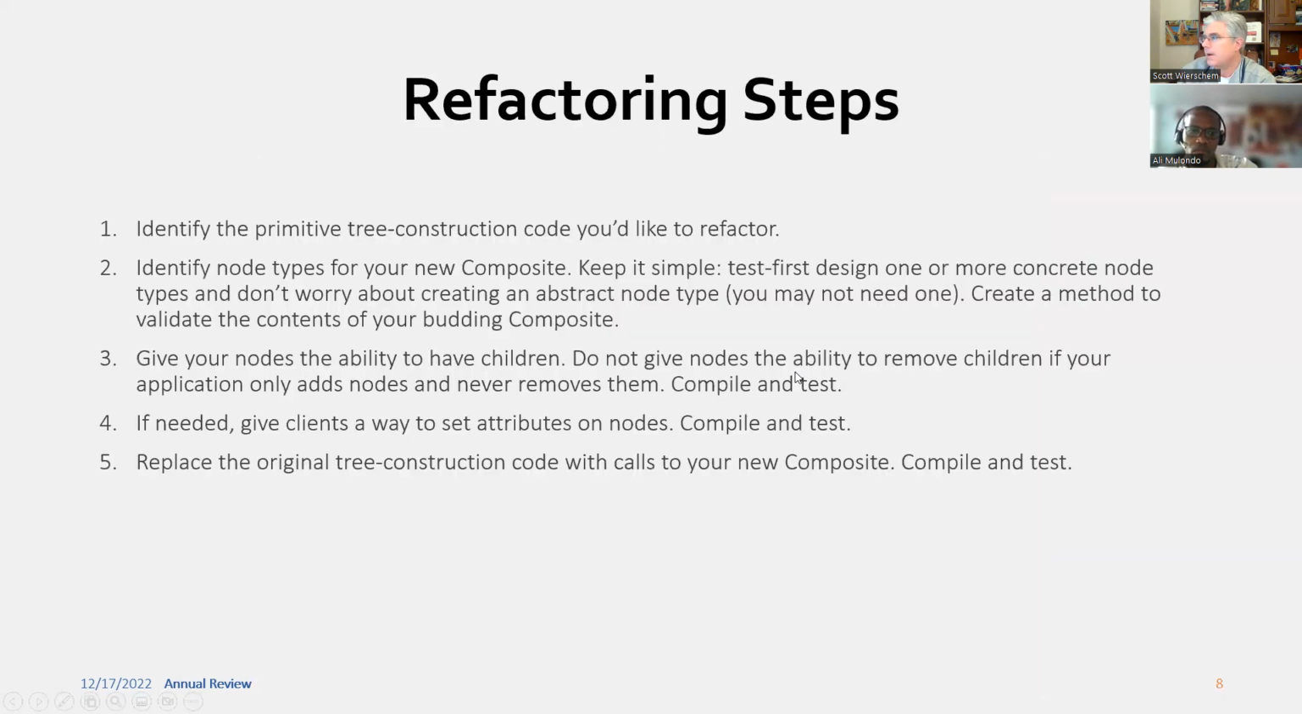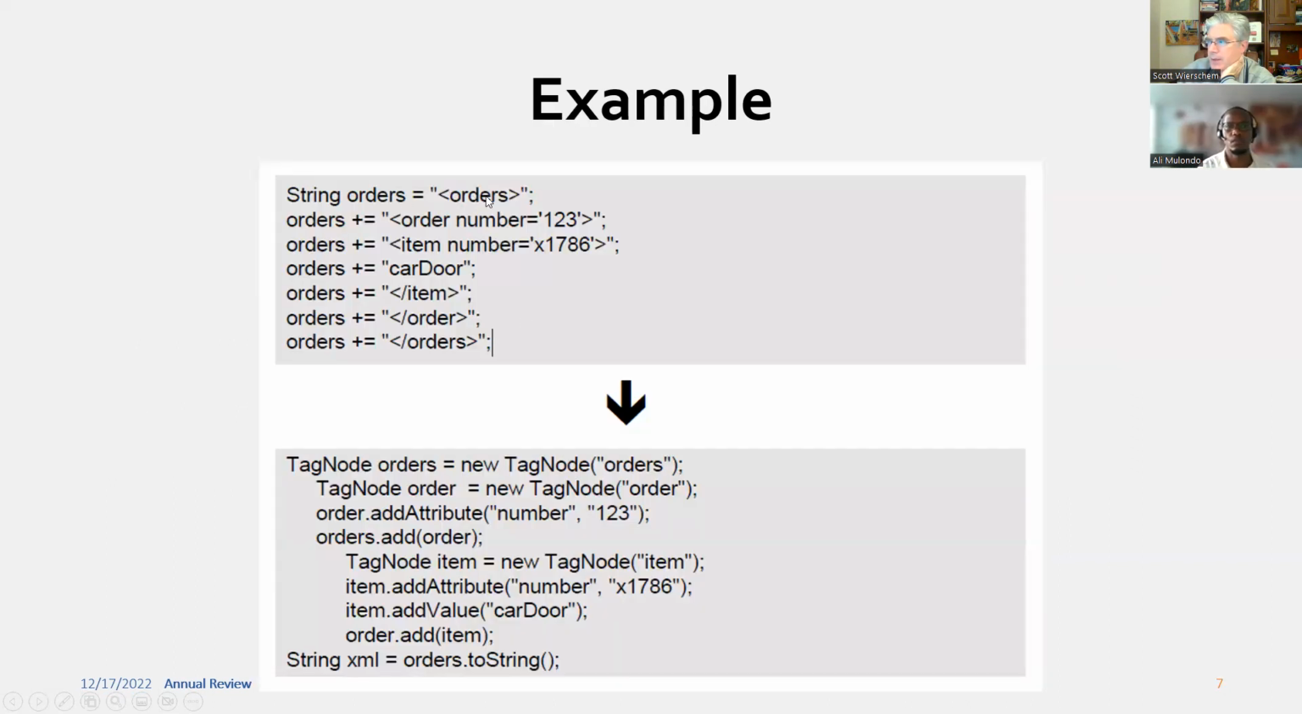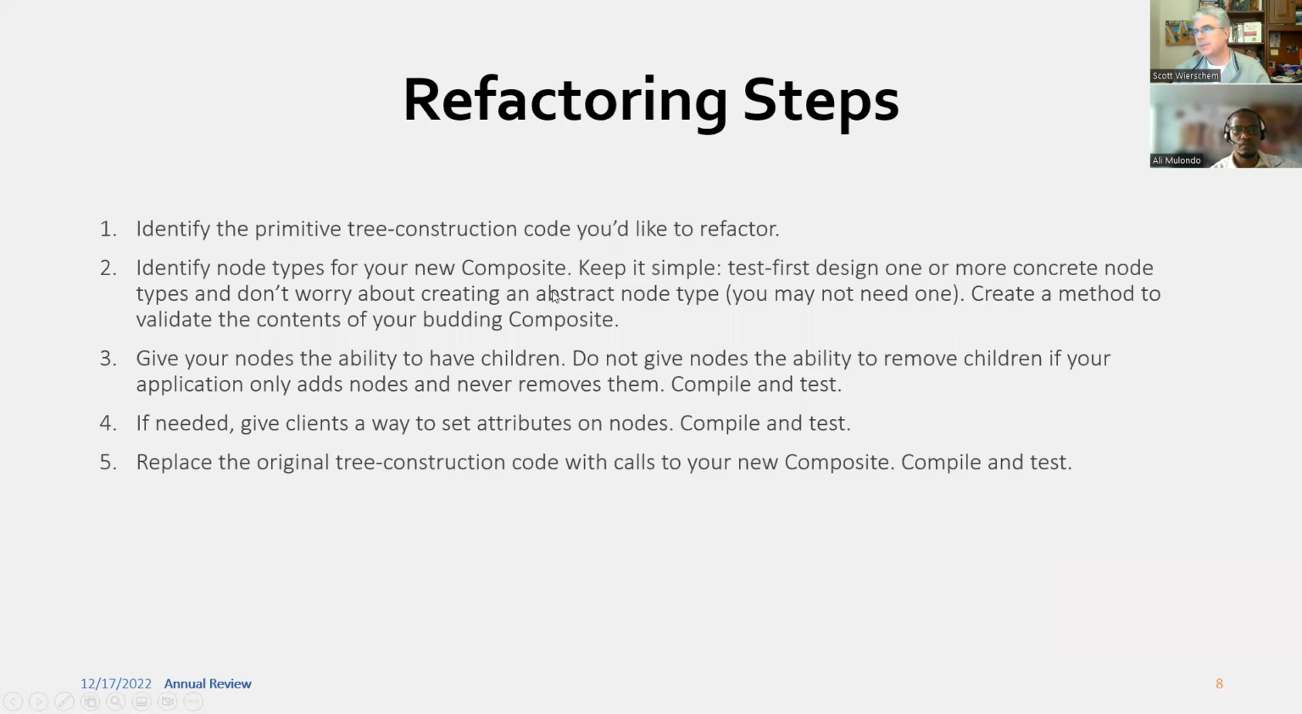So basically the first thing you want to do is identify the primitive tree construction you want to refactor. In this case, we're going to call it a tag node. This is an XML tag, and you've got a parent tag and it's got a child tag. So the orders tag has a child of an order, and order has a child item. And so you've got the node types.